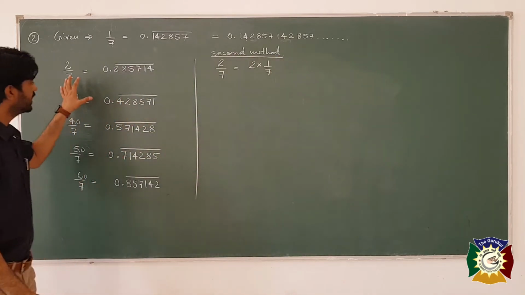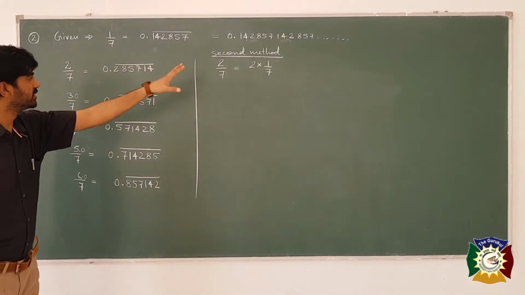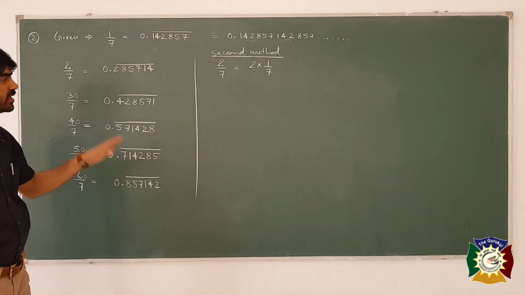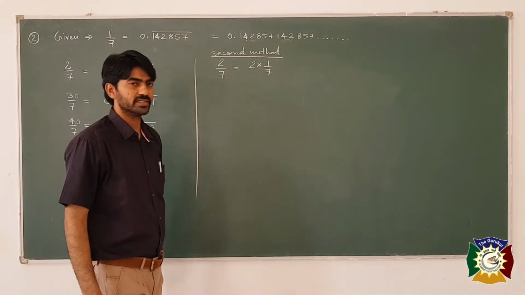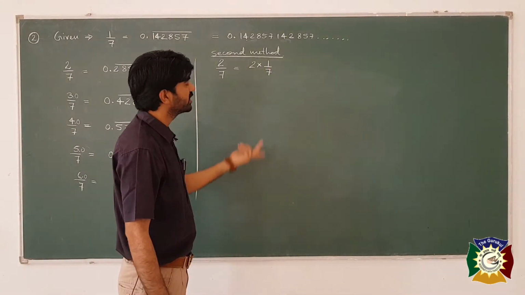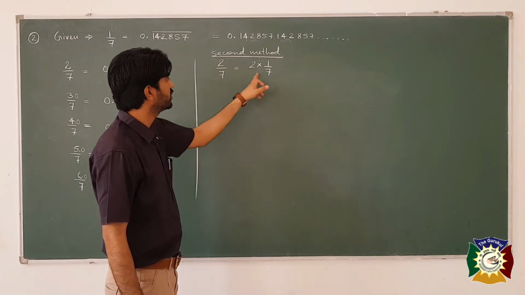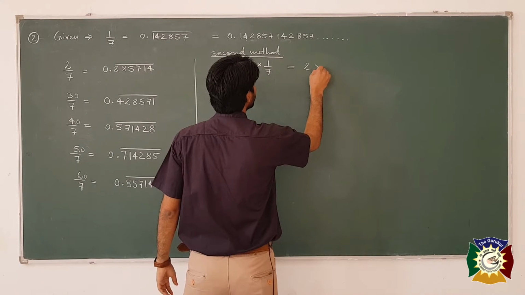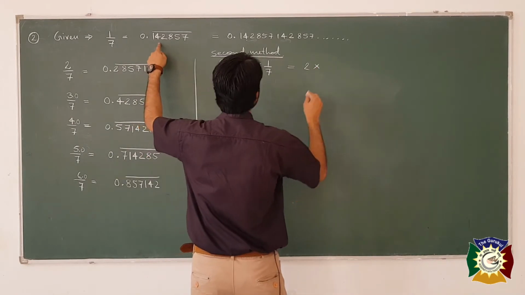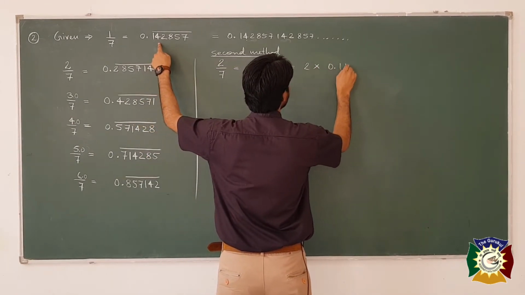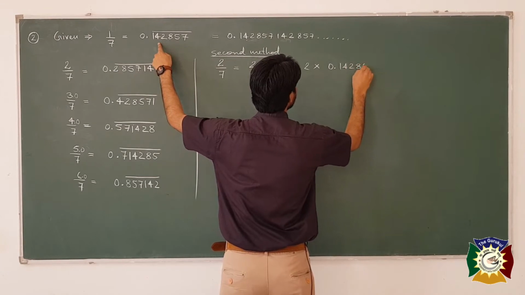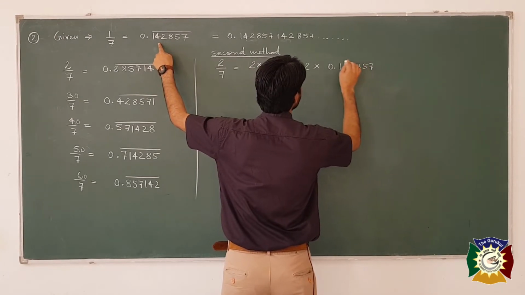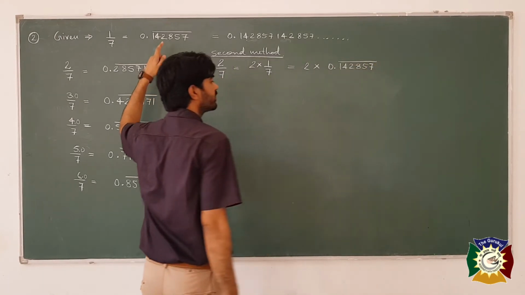If you understand this pattern, then you can write directly. Otherwise, you can go with this method. 2 multiply 1 by 7. 2 divided by 7, we can write 2 into 1 by 7. So it can be written as 2 multiplied by 1 by 7. We have 0.142857 with a bar on all 6 digits.